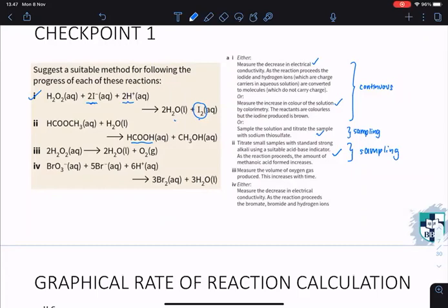So here, number 3, the moment that you see the product is going to be gas, I will suggest no need to think about anything else. You can just measure the volume of the gas produced.